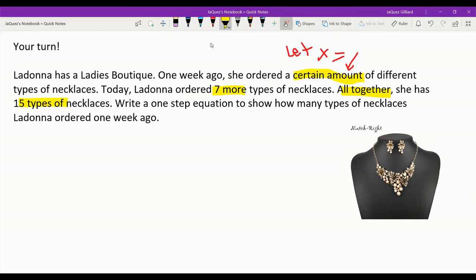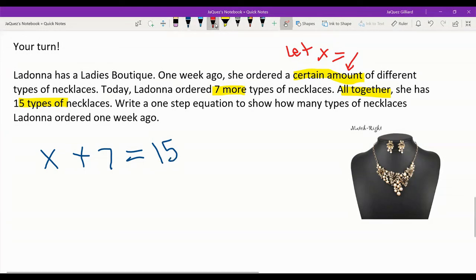Okay? So let's go ahead and write that in equation form. So we have 7. Oh, I'm sorry. Let's go back. We have to write our variable. So she ordered a certain amount, which is X. So we're going to put X plus 7. And then remember, altogether she has 15, so make it equal 15.